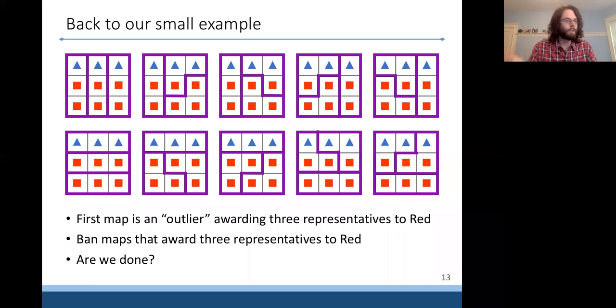Okay, so there we are. We've determined that our first map is an outlier, 1 out of 10. That's not 1%, but that's the best we can do in this example. So we've determined that that's an outlier. We're going to ban maps that award 3 representatives to red. Are we done? And so this is where my work starts.